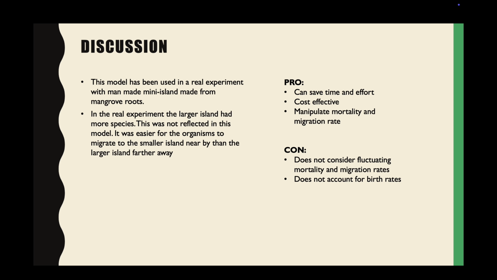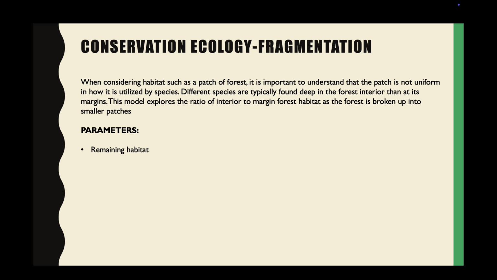Some of the pros are it can save time and effort, it's cost effective, you can manipulate mortality and migration rate, and the cons is that it does not account for birth rates. And then for the next one, the fragmentation model. When considering habitats such as a patch of forest, it's important to understand that the patch is not uniform in how it is utilized by species.